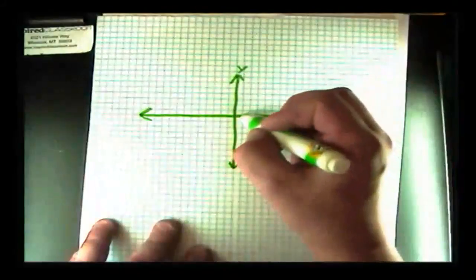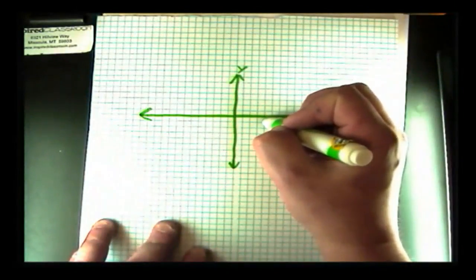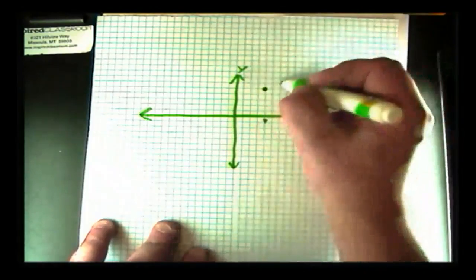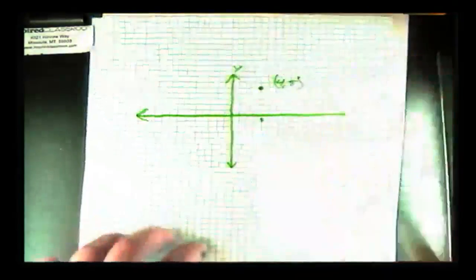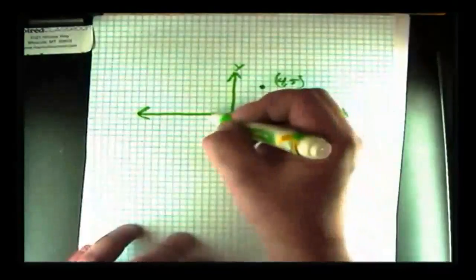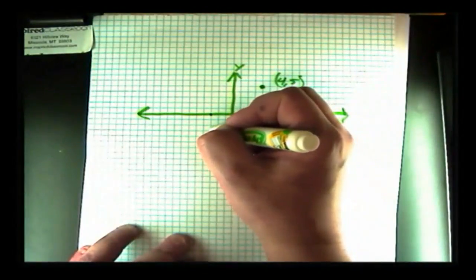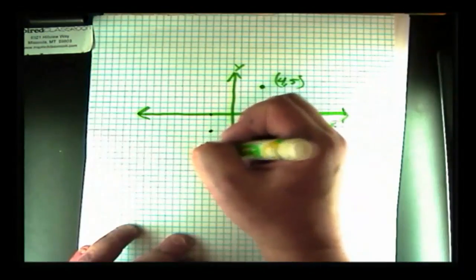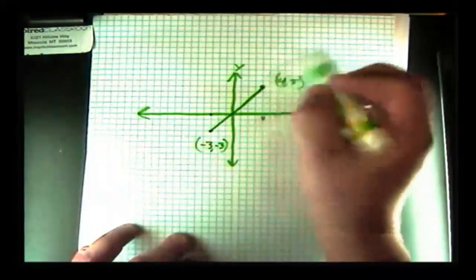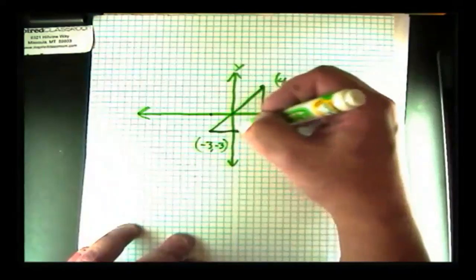So let's go to this point. 1, 2, 3, 4. 1, 2, 3, 4, 5. How about 4, 5? To the point 4, 5. And I want to know how far away that is from the point negative 3, negative 3. How about that? So here we are. Here's these right here. And so I need to find the distance. So I'll draw my triangle.